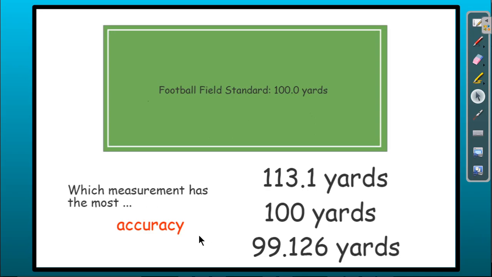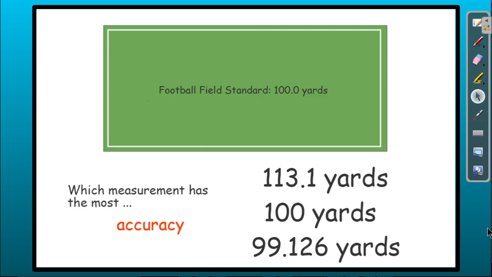Next, accuracy. Accuracy has to do with, did you hit the standard? This is the true value. Of the three, which one hit the value best? Think for a minute. Okay, did you guess this one? If you did, you were right. Of the three results, this one is the closest to the truth. So the most accurate. You see the difference between accuracy and precision?